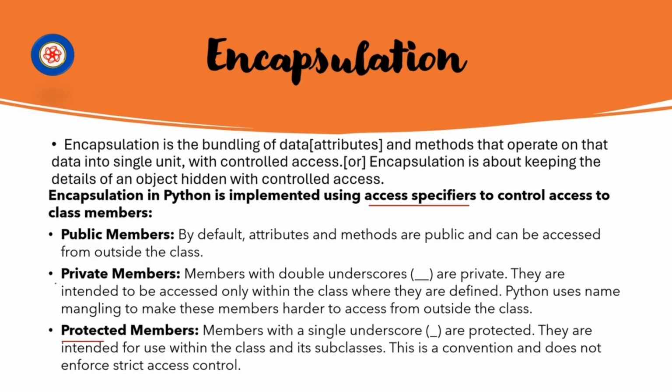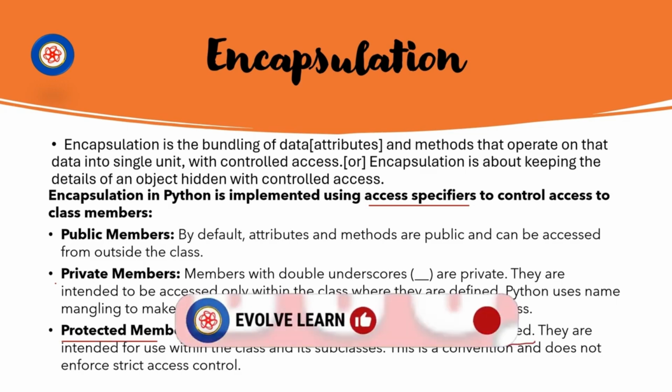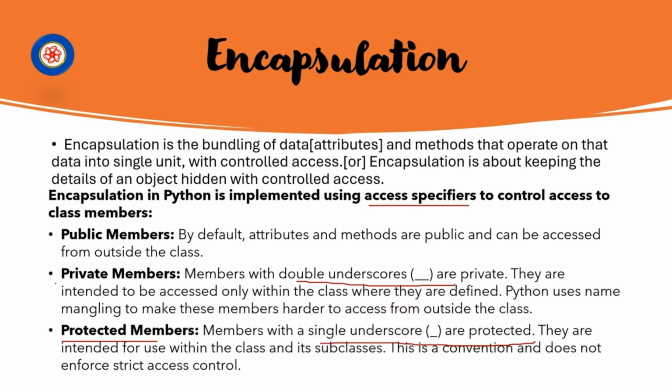Finally, protected members. Members with single underscore are protected, whereas double underscore are private. And don't get confused between init method and private members. Init method is not a private member. Coming to protected members, they are intended for the use within the class and its subclasses. By strategically using access specifiers, we can implement robust encapsulation, safeguarding the integrity and security of our code.